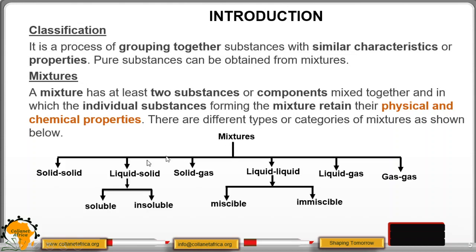We have the first type or category as solid-solid, then we have liquid-solid, solid-gas, liquid-liquid, liquid-gas, and gas-gas. In a liquid-solid, we have soluble and insoluble mixtures. And in a liquid-liquid, we have miscible mixtures and immiscible mixtures, or liquids.